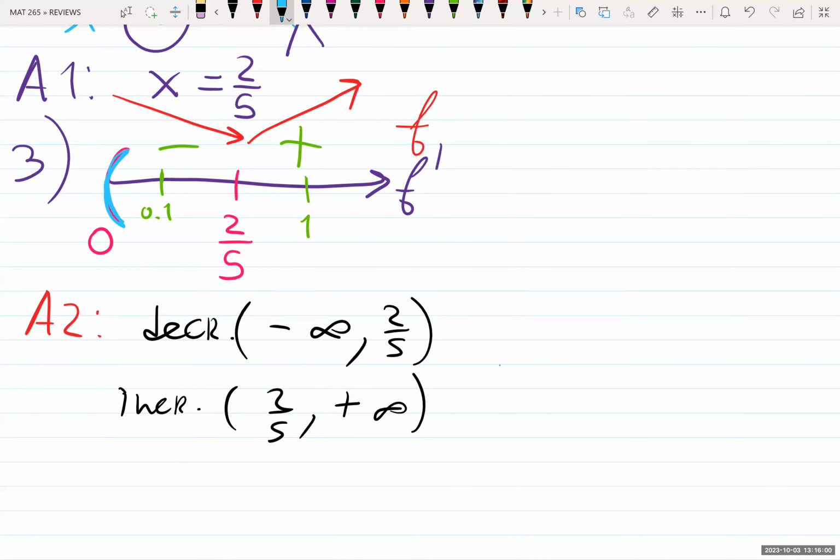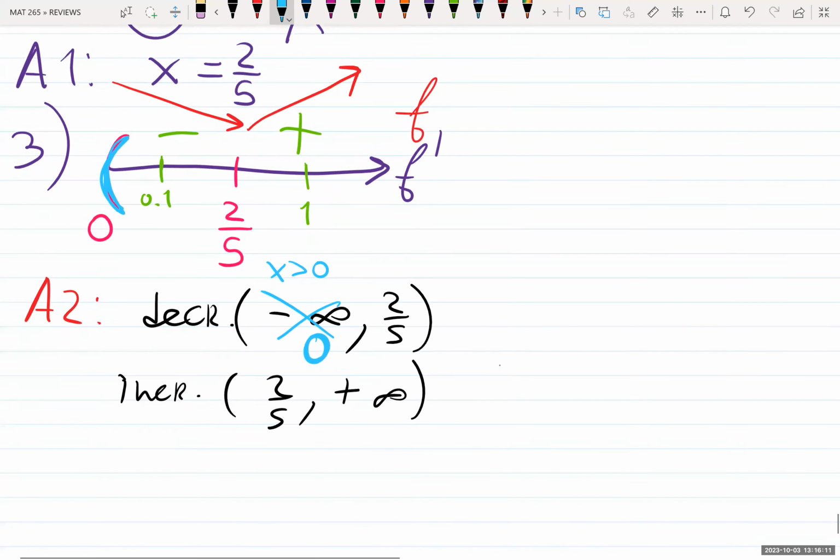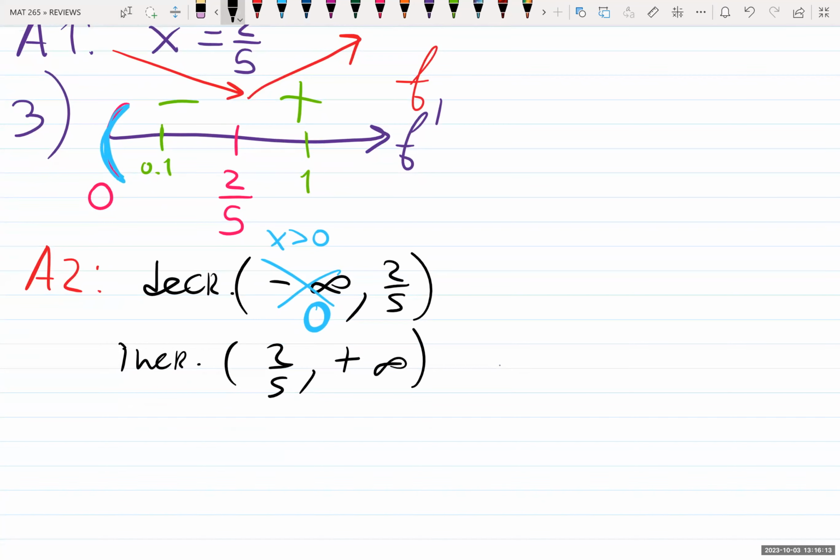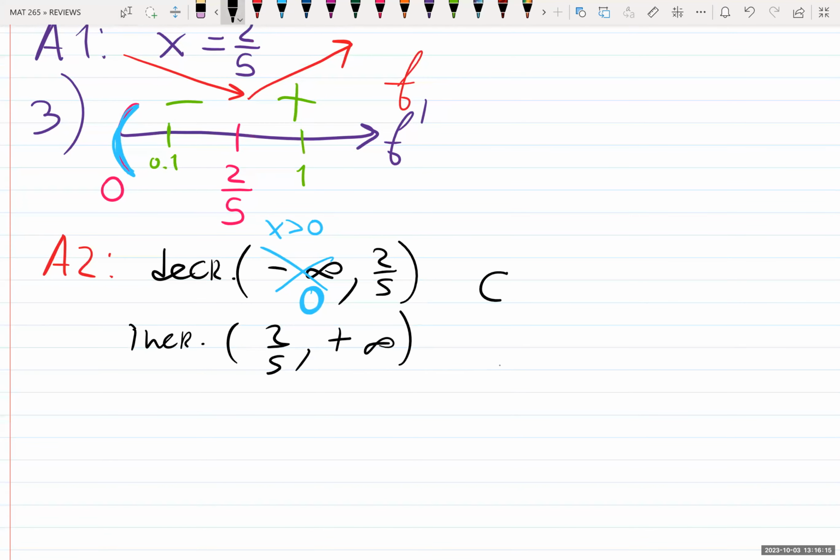It's not from minus infinity. So when they told you that x is bigger than 0, you have no right to write down minus infinity anymore. It starts from 0. So that's going to be a mistake. From 0 to 2/5 to 5 to plus infinity. Yeah, good. CP. Oh, we already answered in the answer 1.